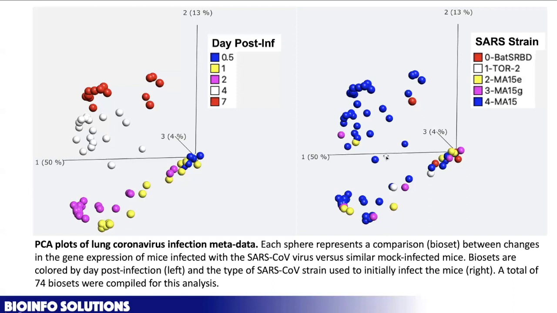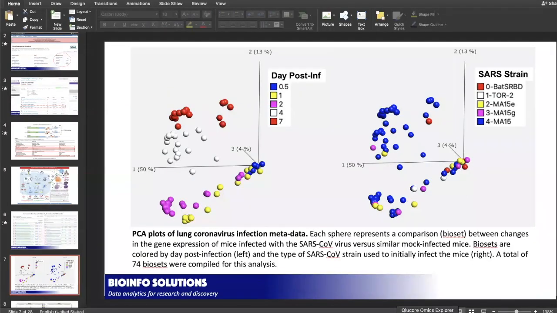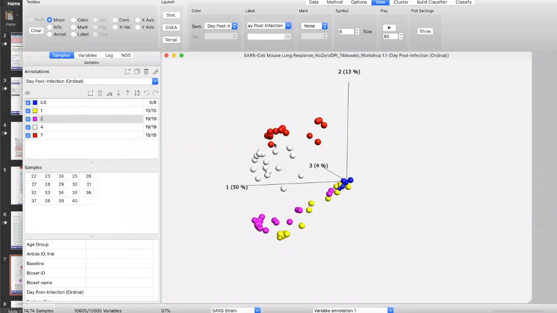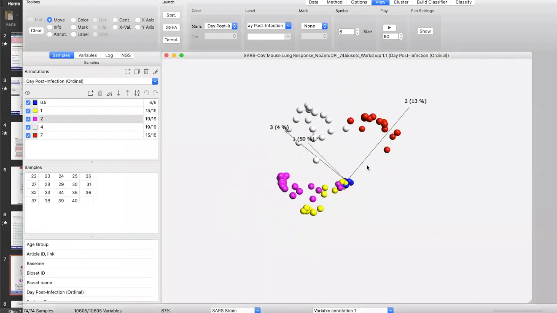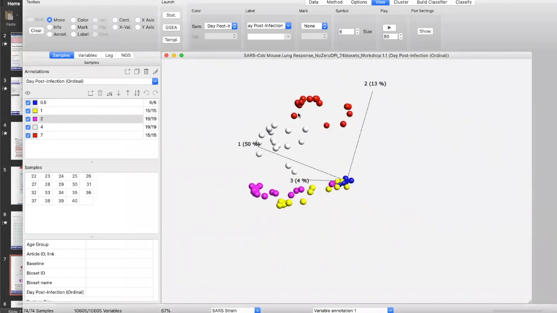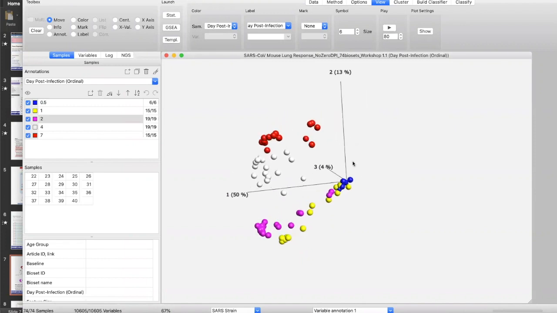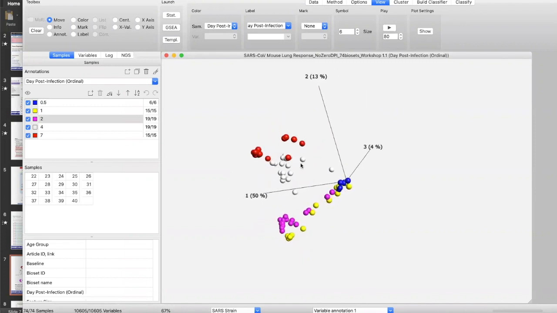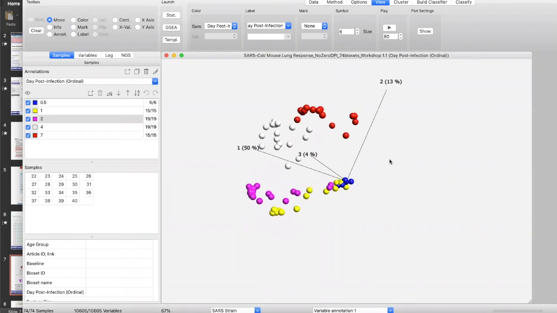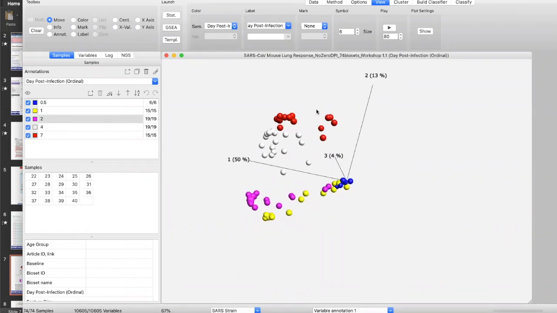I'll show you a PCA plot of that real quick. That's the greatest thing about PCA plots, is you can actually take them around and look at them, right? And so now we can see where all of this stuff goes. Anything close to each other, their expression patterns are more like each other. The farther away they are in three-dimensional space, the more different their expression response is. I hope everybody understands that.